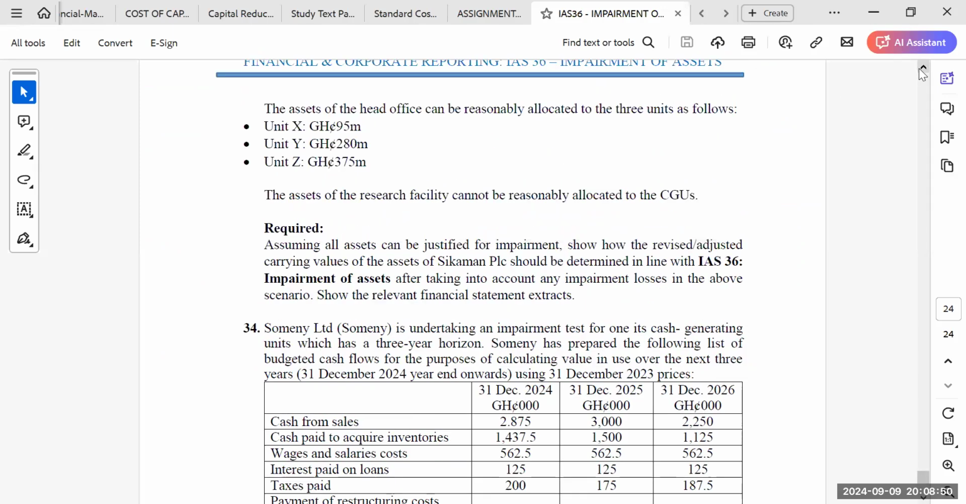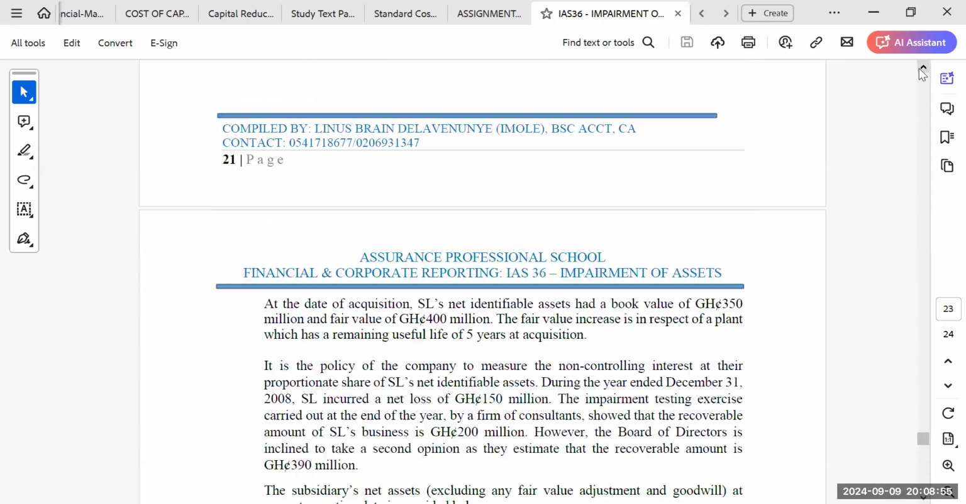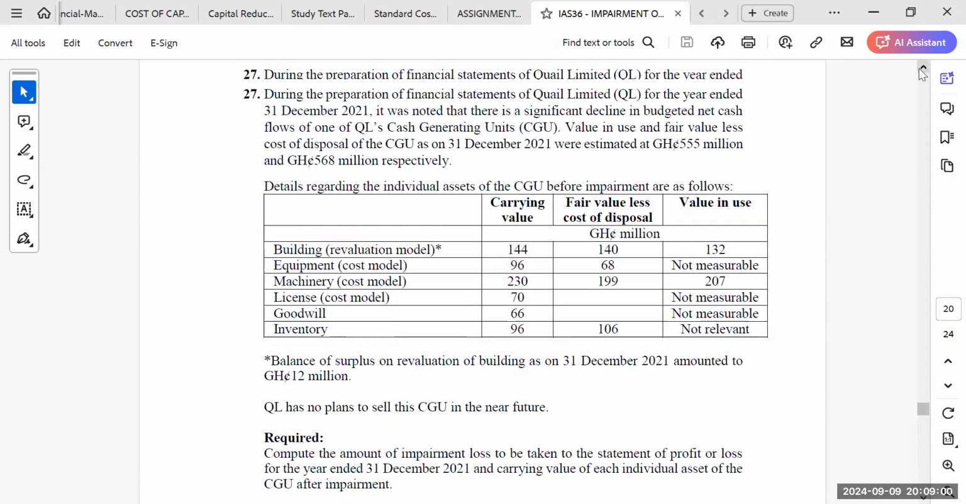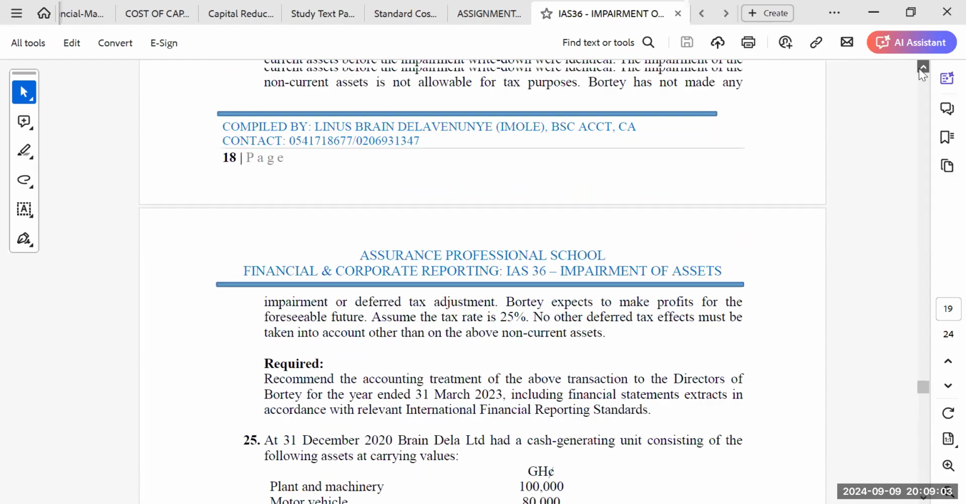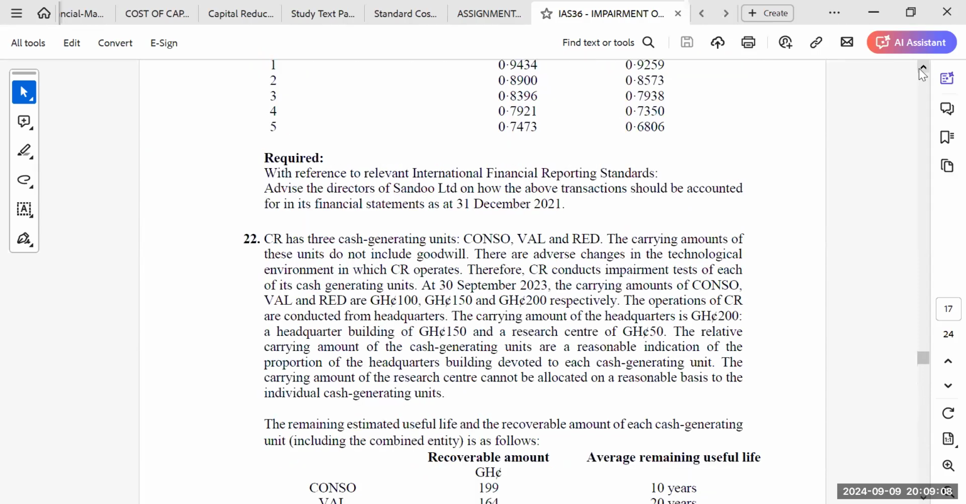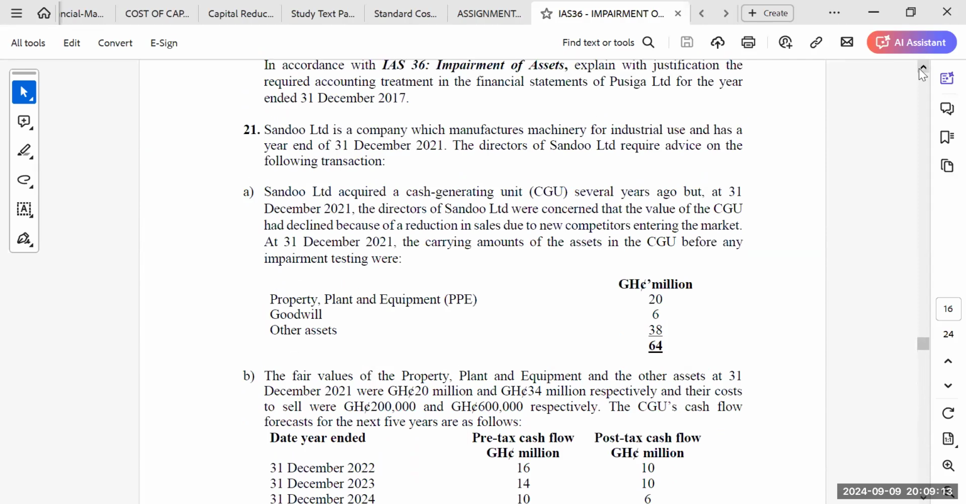Okay, let's pick one question so that we can use it to explain all those things. Okay, let me come here. What is that question? Okay, let's look at question number 21. Question 21.